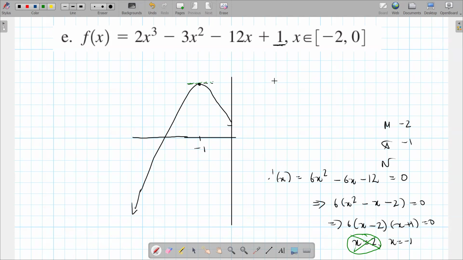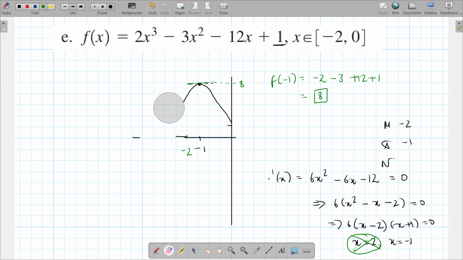So at -1, let's find the y value. F of -1 is -2 minus 3 plus 12 plus 1. That's 13 minus 5, that's an 8. So this y value is an 8. Is that a minimum or a maximum? A maximum. So right now we're looking at it from -2 to 0.